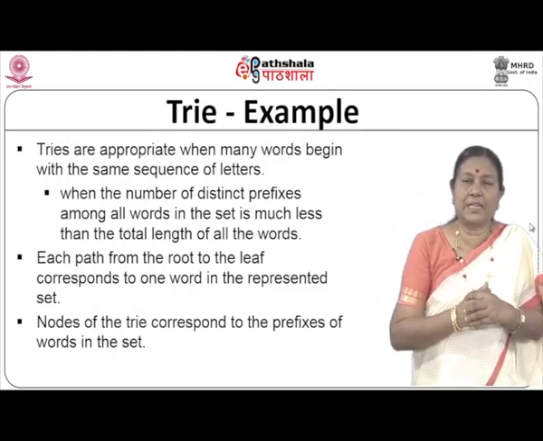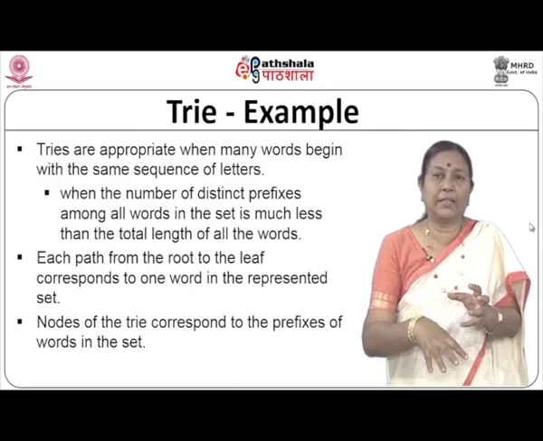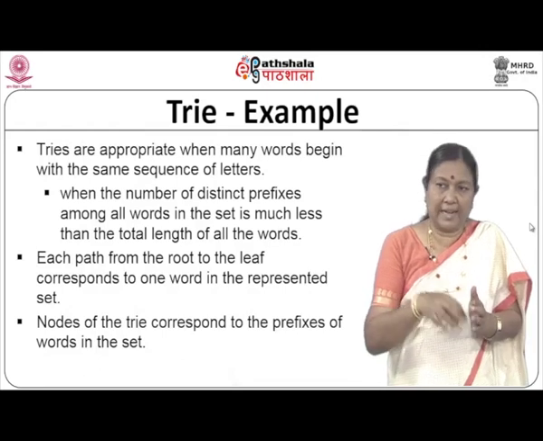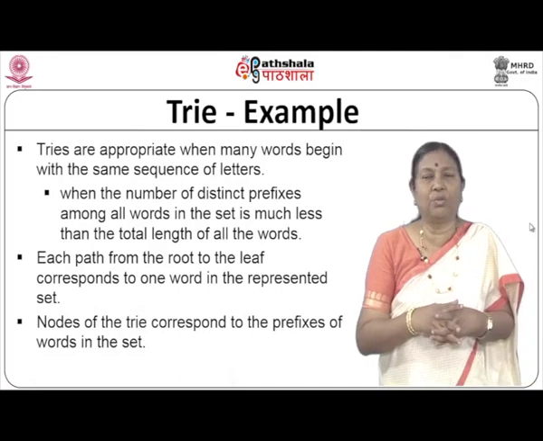When the number of distinct prefixes among all the words in the set is much less than the total length of all the words. So, if you take the total length, if the prefixes are fewer and they are common, then you go for a trie.